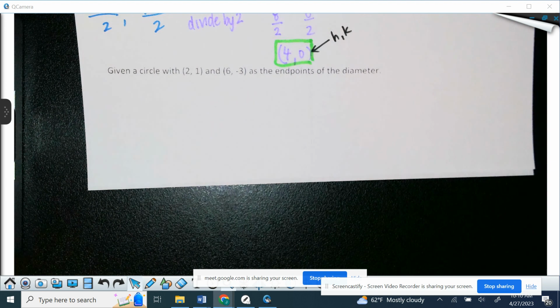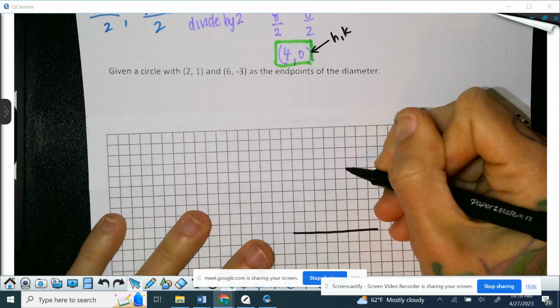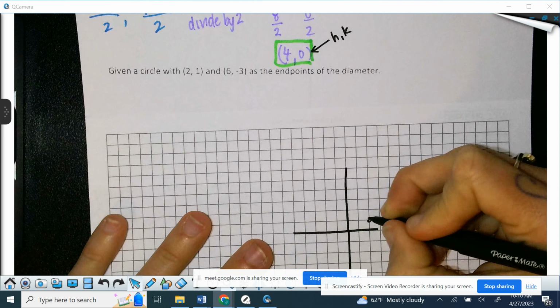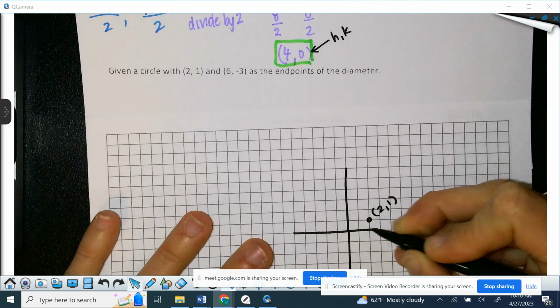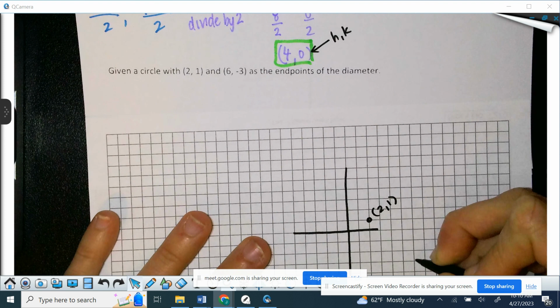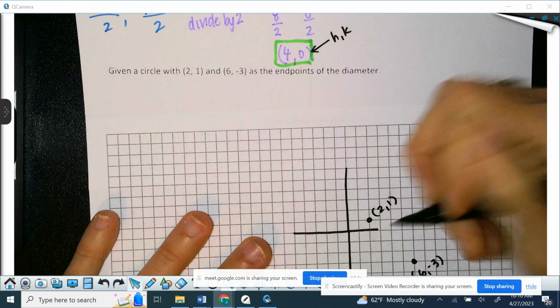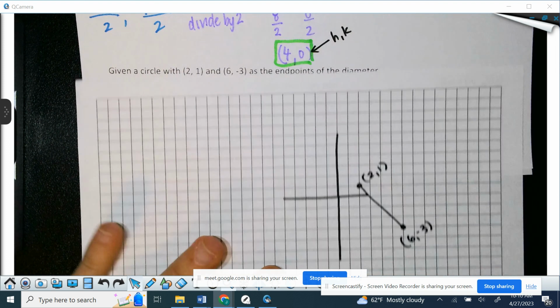So we'll graph these points. So 2, 1. This is the diameter. And we're going to go 6. So 2, 3, 4, 5, 6. 1, 2, -3. And that means this is the diameter. The midpoint of that line is going to be the center of the circle.